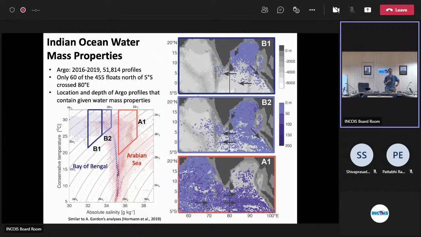What I'd like to get to next is something that we've been thinking about for a while, which is a better way to think about freshwater transport, since freshwater transport is ill-defined. And what's been done here is we're looking at water mass classes.